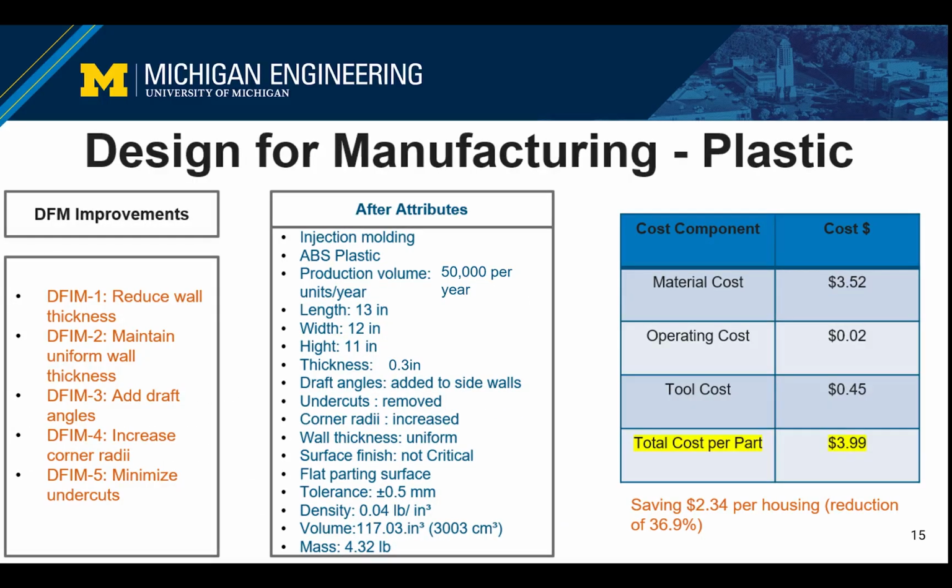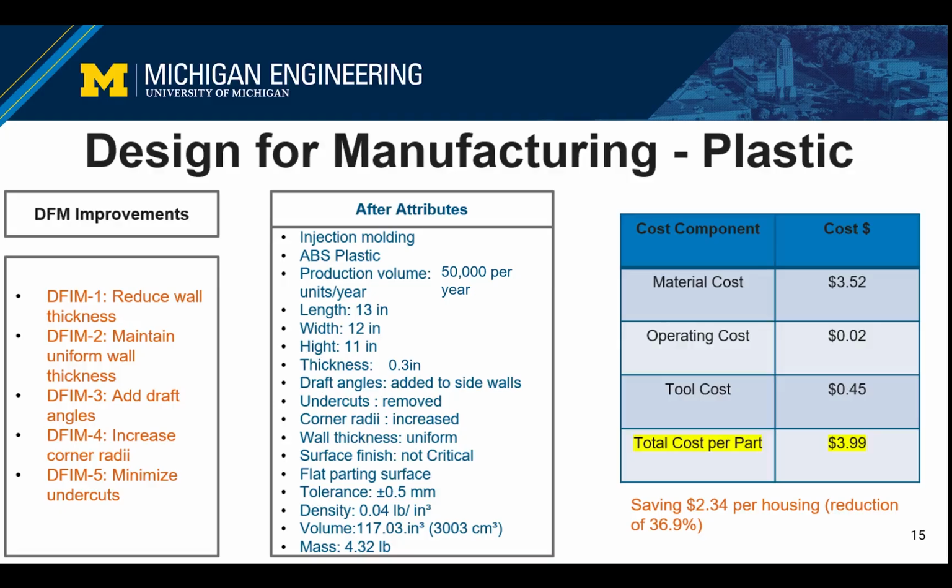To improve manufacturability, several DfM changes were implemented. The wall thickness was reduced and made more uniform throughout the housing. Draft angles were added to the side walls to improve mold release. Corner radii were increased to improve material flow, and undercuts were minimized.